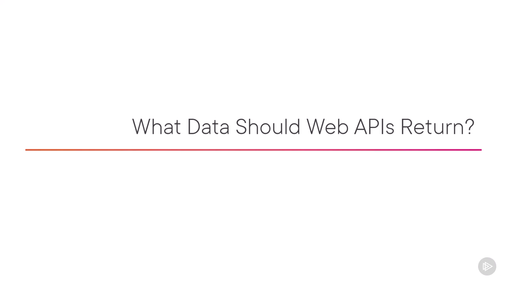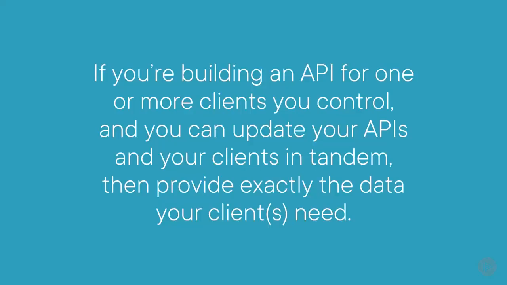As you think about your API design, one key thing to consider is what data each individual API should return. It's very easy to create an API that returns too much or not enough data from the client's perspective. First, if you're only building one or a few clients that you control, and you're able to make updates to both your clients and your APIs in tandem as changes are made, then don't think too much about what data to return from your API endpoints.